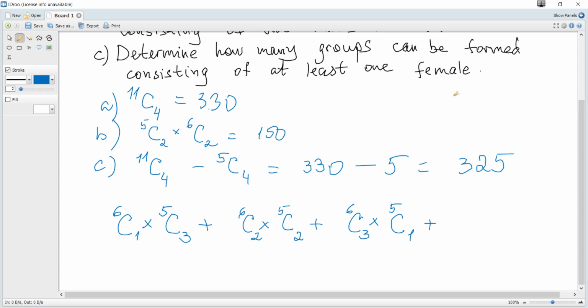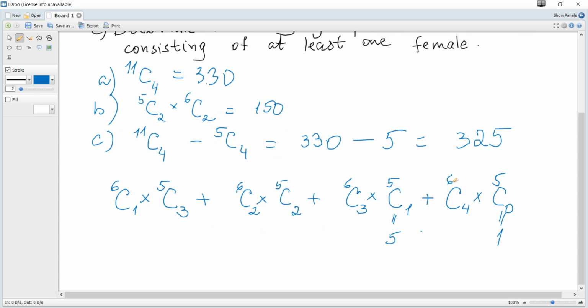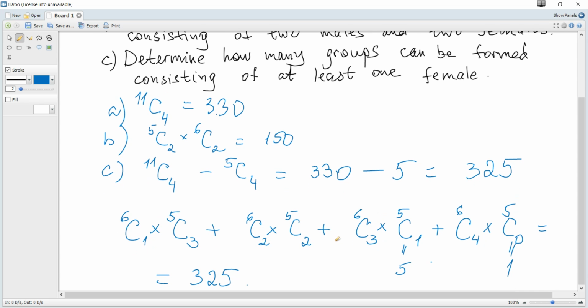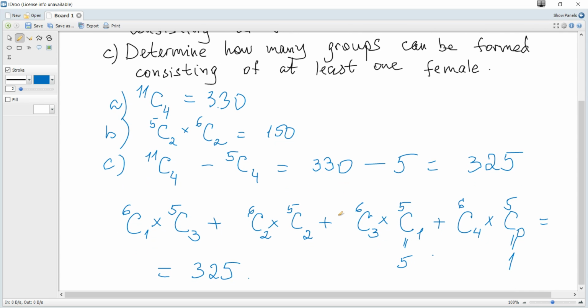and 4 females, so number of combinations 4 out of 6 multiplied by a number of combinations 0 out of 5, which is 1, and it's 5. And if you calculate it, you get the same answer, 325 possible groups. And that's all for this question.